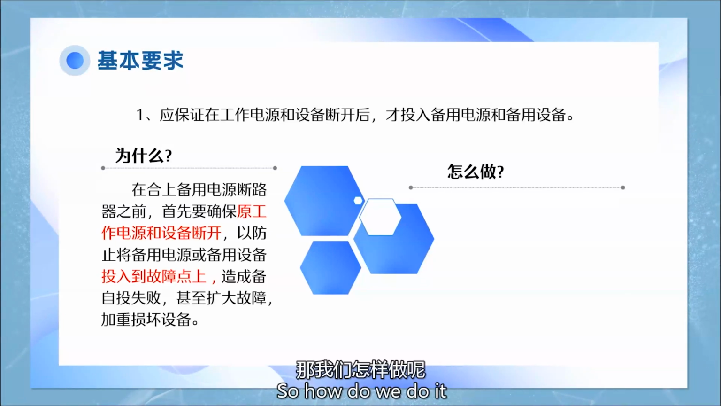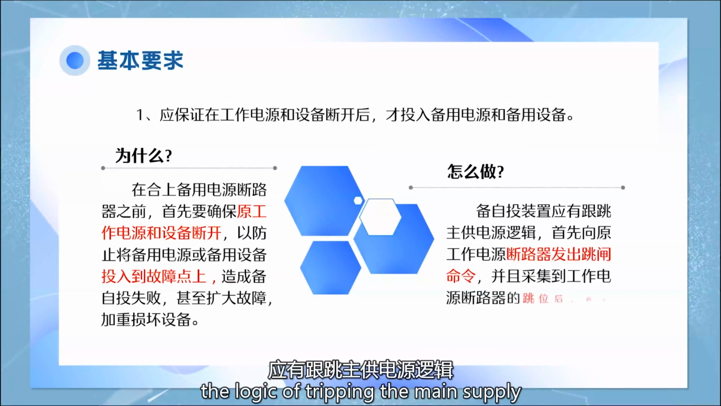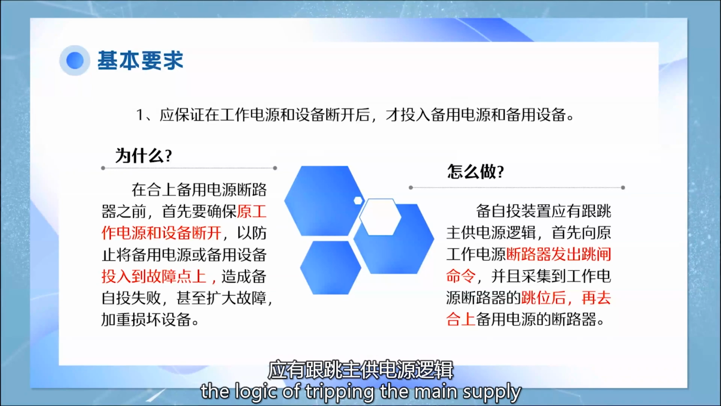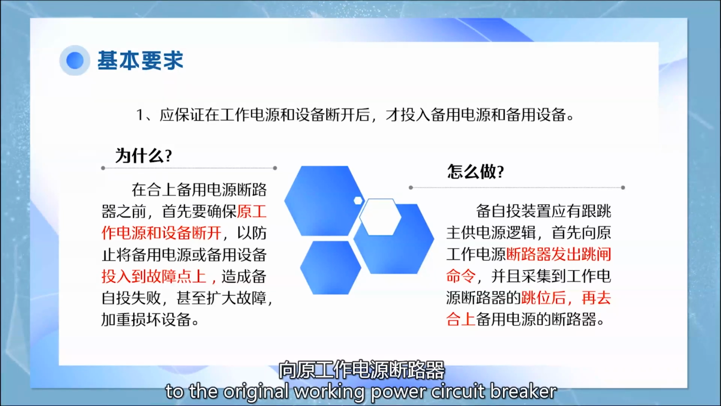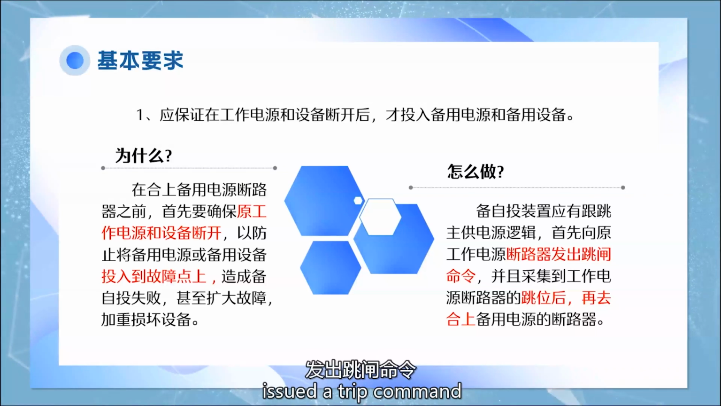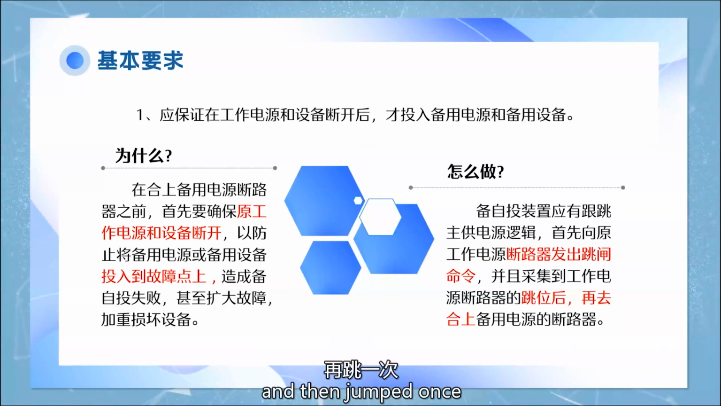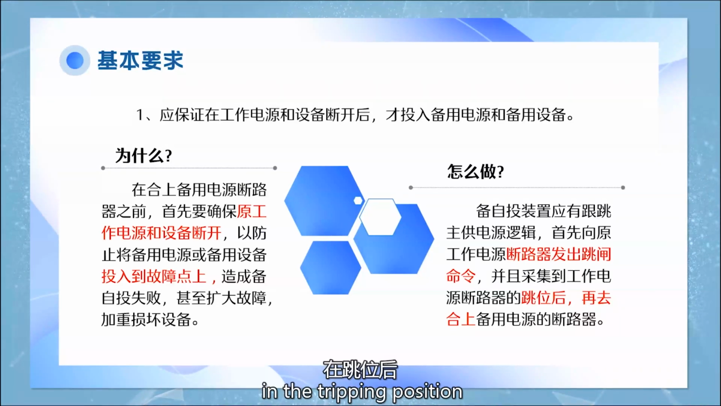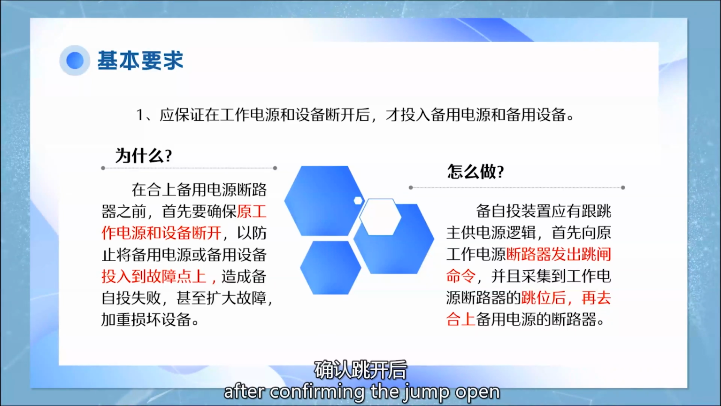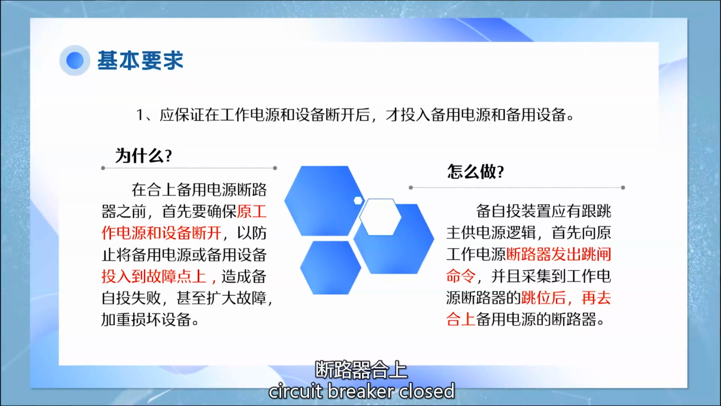So, how do we do it? BZT should follow the logic of tripping the main supply first. First, issue a trip command to the original working power circuit breaker, and then confirm that the working power circuit breaker is in the tripped position. After confirming it has opened, then close the standby power circuit breaker.